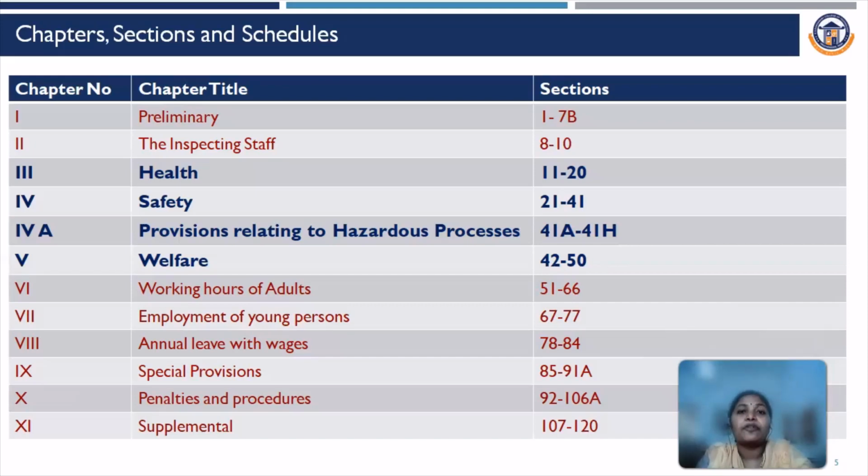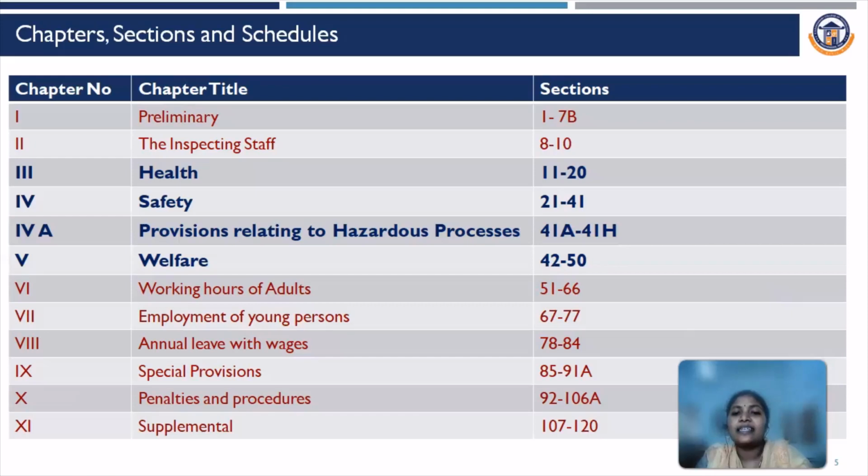Chapter 3, Chapter 4, Chapter 4a and Chapter 5 deal with health, safety, provisions related to hazardous process and welfare, where 11 to 20 sections deal with health, 21 to 41 sections deal with safety, 41a to 41h sections deal with hazardous process and 42 to 50 deal with welfare. These chapters cover the important provisions of the Factories Act 1948.